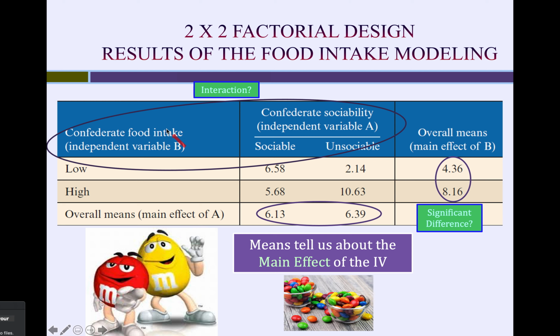What is the interaction? What happens when we take a look at IV1, Confederate sociability, and IV2, Confederate food intake together? What is the interaction? What happens when we put all these together? And this center box here speaks to that interaction. We start to see these interesting differences take shape right here based on these means.